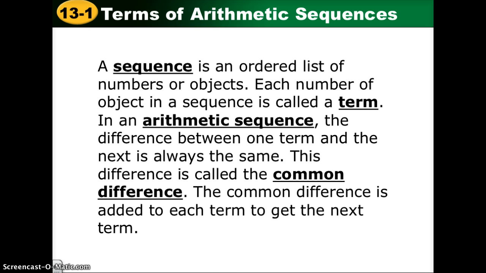A sequence is an ordered list of numbers or objects. Each number or object in a sequence is called a term. In an arithmetic sequence, the difference between one term and the next is always the same. This difference is called the common difference. The common difference is added to each term to get the next term.